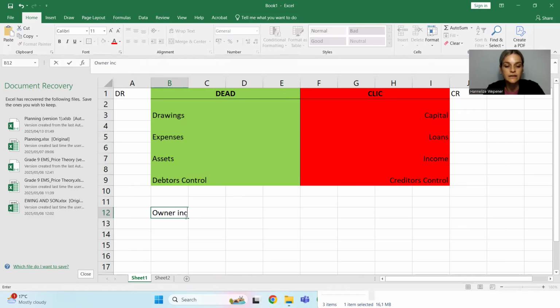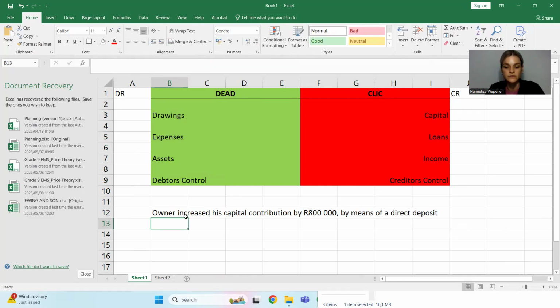Owner increased his capital contribution by 800,000 Rand by means of a direct deposit. Right, so that's our transaction there. Now, the question is, what is the account debit? What is the account credit? Your first step is to identify the two accounts involved in this transaction. So the owner increased capital.